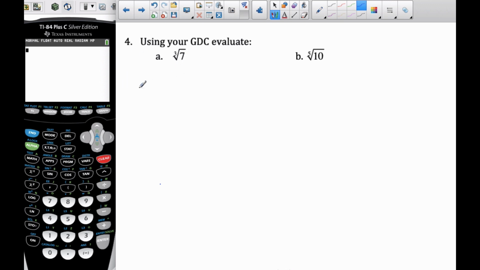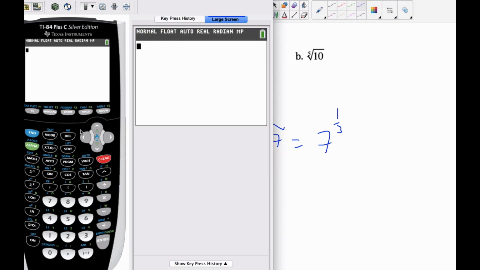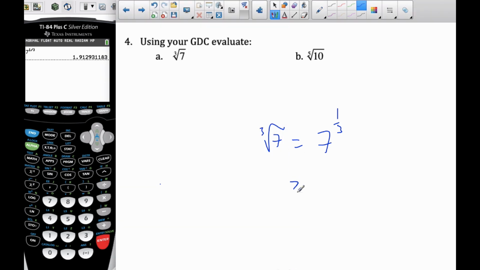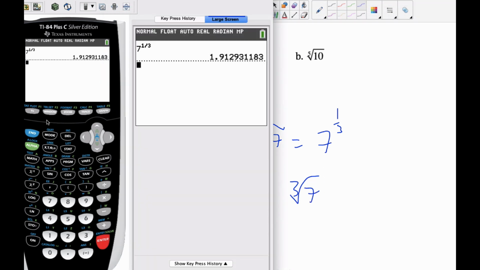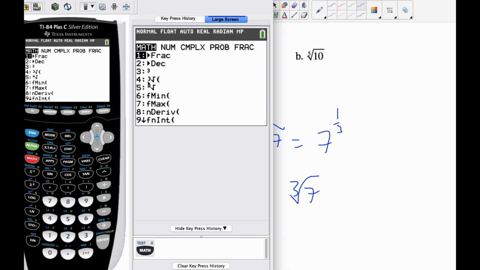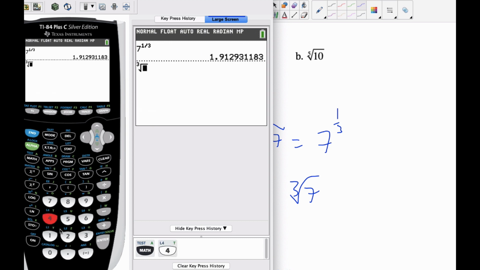Okay, so now, using our GDC, I'm going to show you a couple of ways that we can do this. I want the cube root of 7. Well, I know that's the same as 7 to the 1/3. So one way I could do it is to go 7 to the power of 1 divide 3, it's all in the exponent, and I get 1.91. I know it's just the cube root of 7, right? So I could go to my calculator, under the math button. If I hit math and look at number 4 here, that's the cube root, and I will get the same thing.